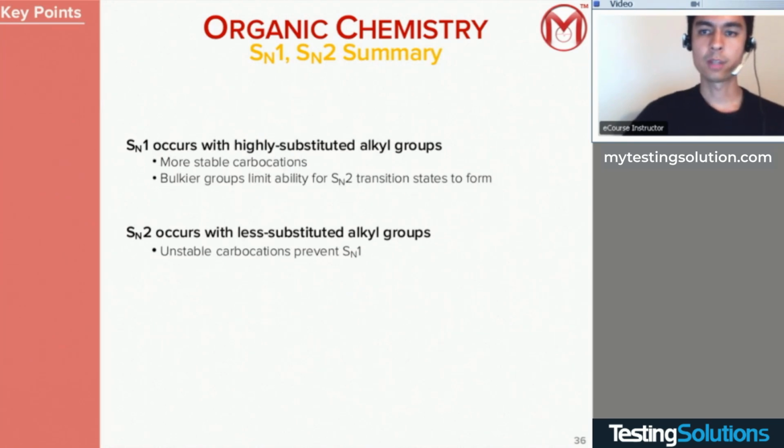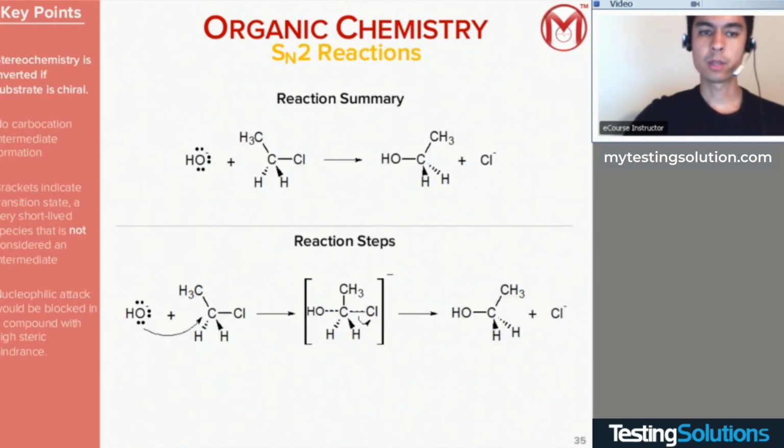SN1 reactions normally happen with more bulky, more stable carbocations because the bulkier groups limit the SN2 reaction from forming. The SN2 reaction occurs with less substituted alkyl groups because they have unstable carbocations. They require strong nucleophiles. And because of the number of steps in which they happen, that is, SN2 reactions happen as a single step. The nucleophile directly attacks the electrophile.